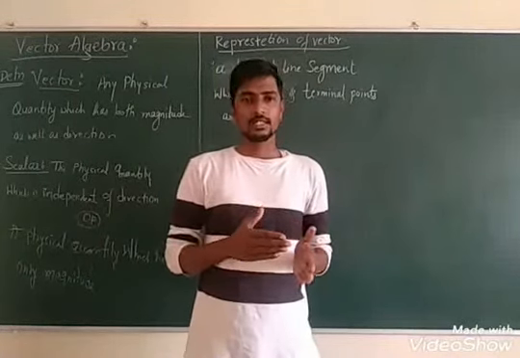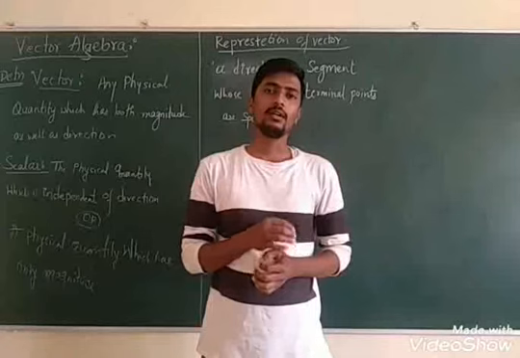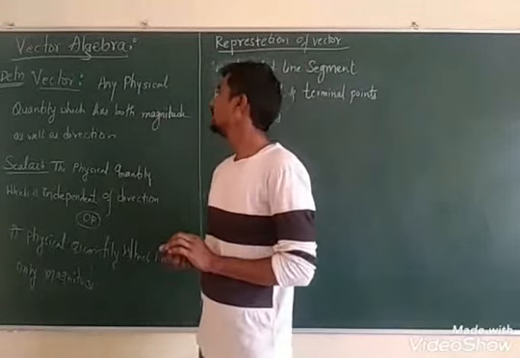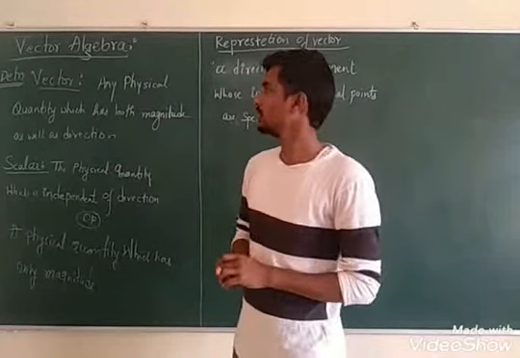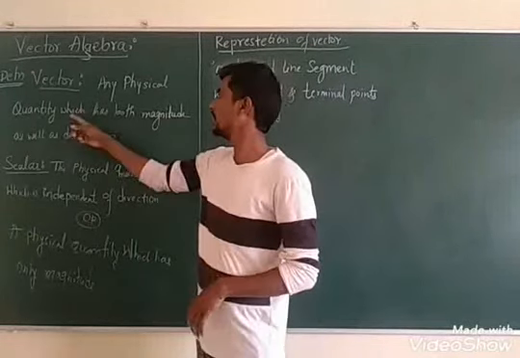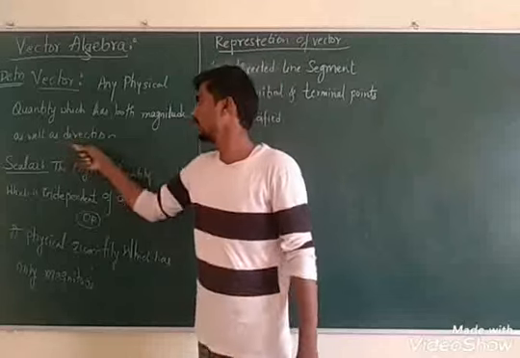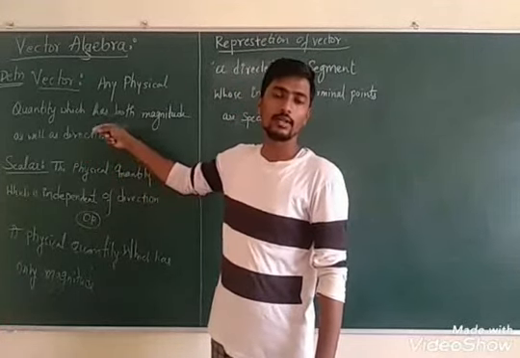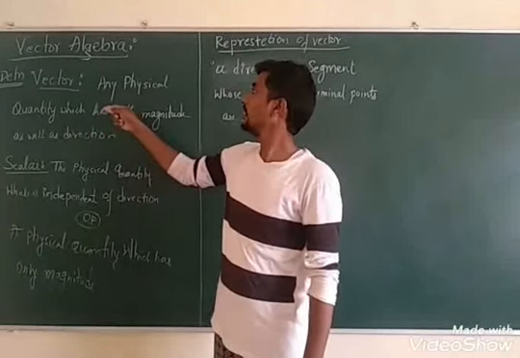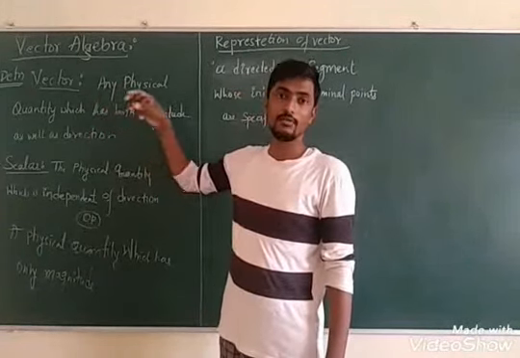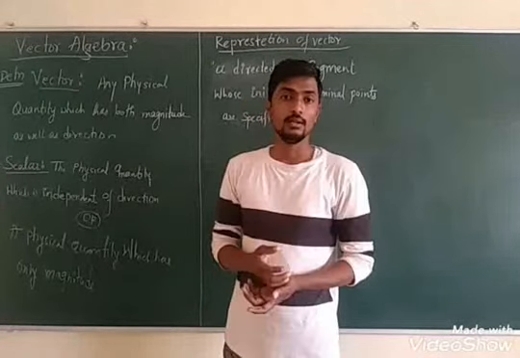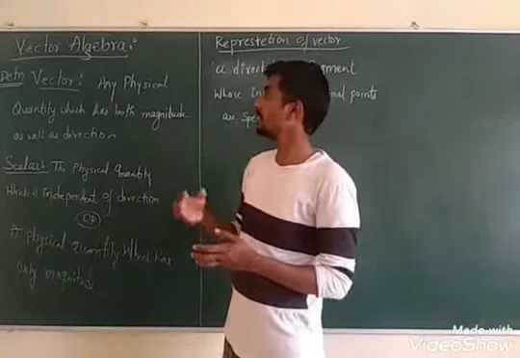We previously discussed what is meant by vector and scalar. I have written the definition of the vector on the board. A vector is any physical quantity which has both magnitude as well as direction. In other words, a vector quantity depends on its direction while it is measured.